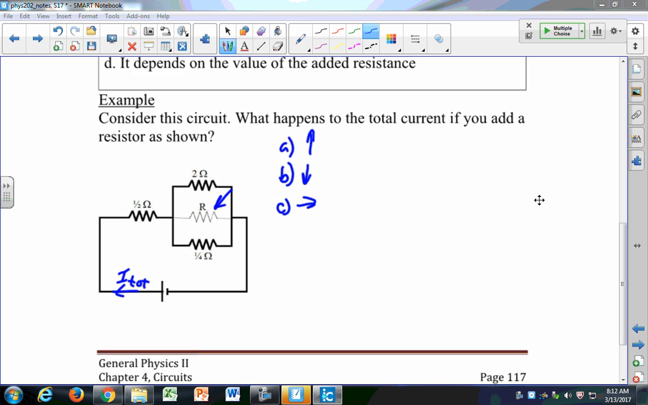And then this battery says, hey, now I have less resistance. I can send out more electrons. And so the total current will actually increase. That's what we put, right? Yeah, A is increase.